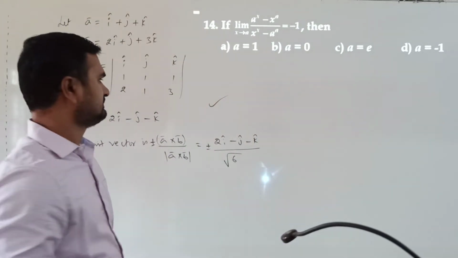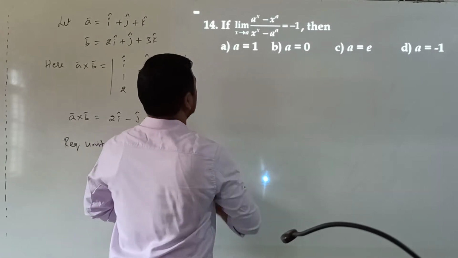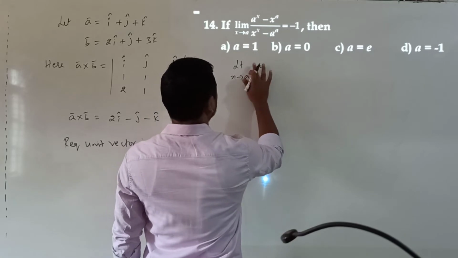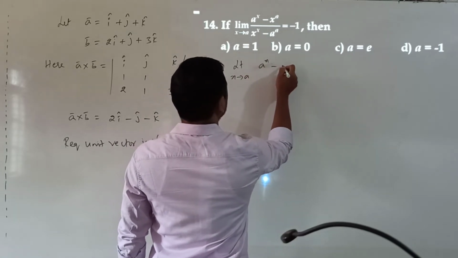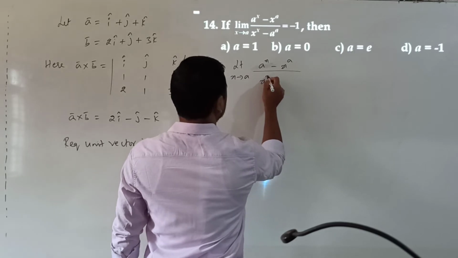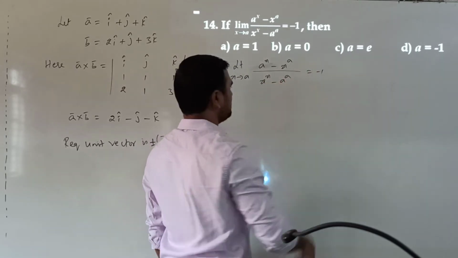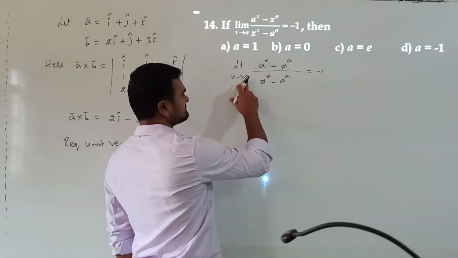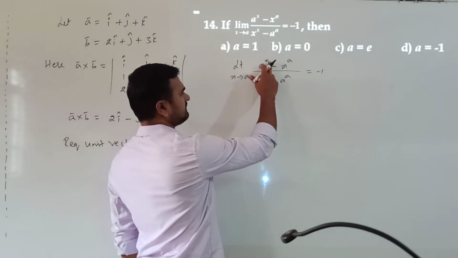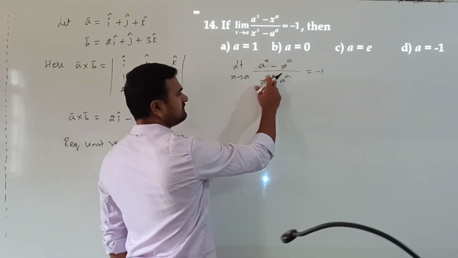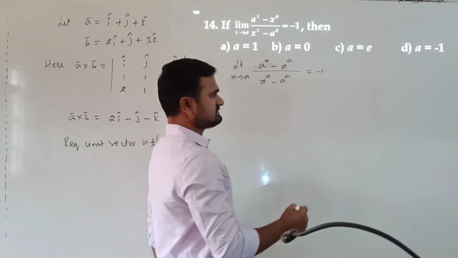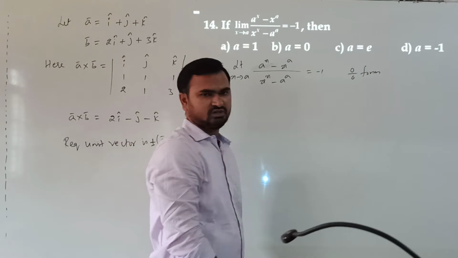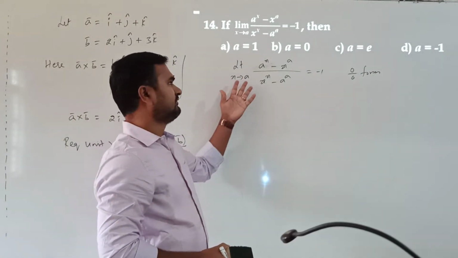So let us solve the limit. Limit x tends to a, a power x minus x power a divided by x power x minus a power a is minus 1. So solve it. Substitute x tends to a and see what value we get. When x is a, we get a power a minus a power a, 0, and a power a minus a power a. It is 0 by 0 form, which is indeterminate. Now to eliminate this indeterminate form, we can apply L'Hospital rule.